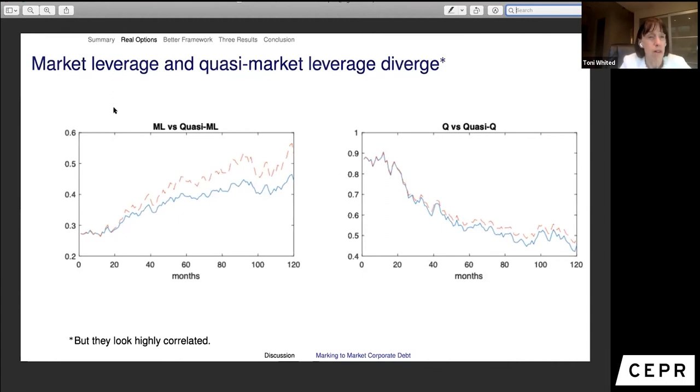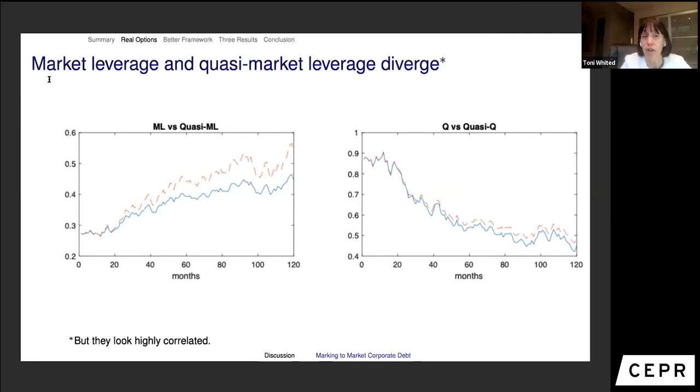And he already showed these to you, but they show that in the model, market leverage and quasi-market leverage diverge, which is fine. But if you take a look at them, there's my little footnote there. They're pretty highly correlated, which struck me as odd because a lot of the factoids that they're interested in are regression factoids, and regression factoids are all about correlations.